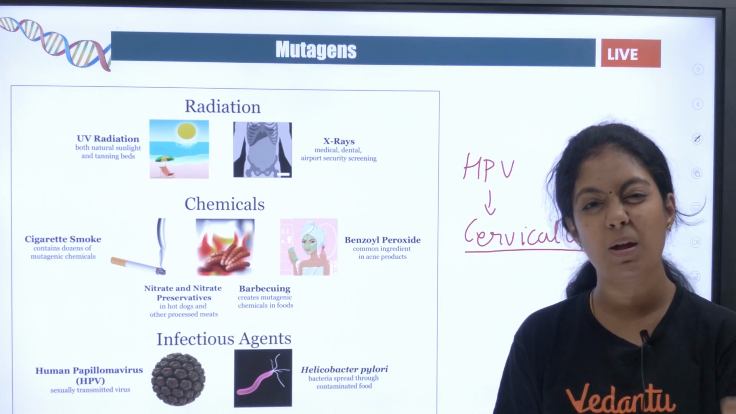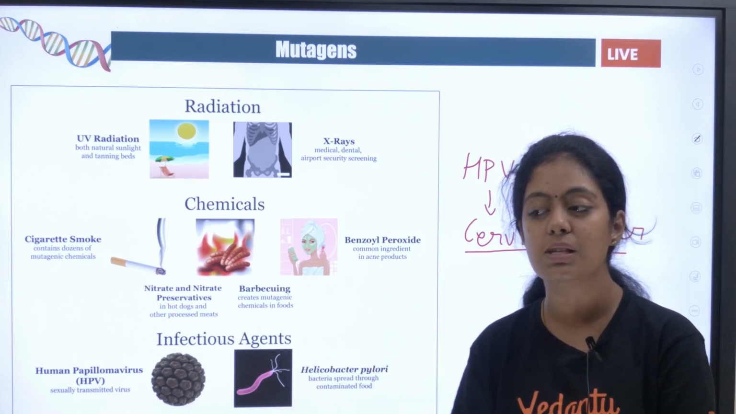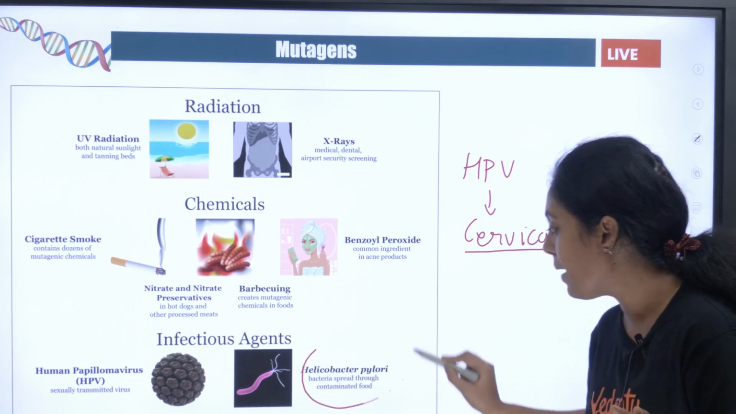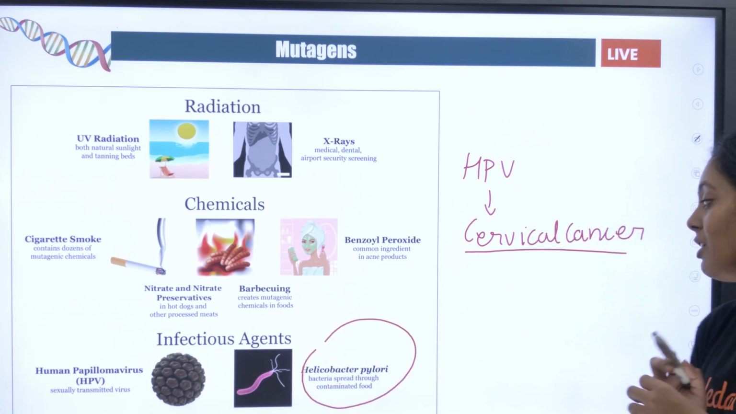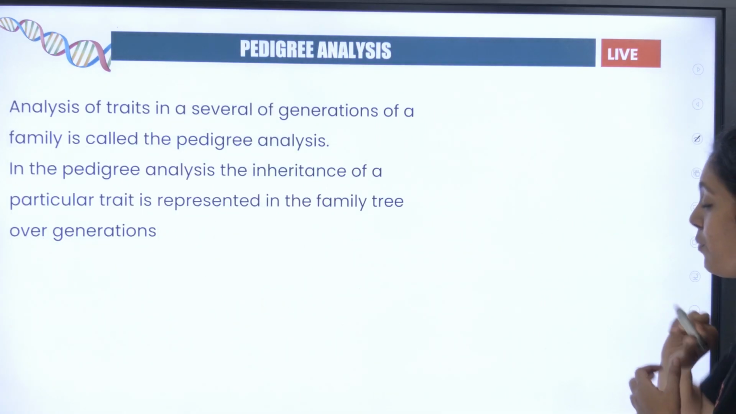So all those women above the age of 30 or 35 can take this vaccine and prevent themselves from cervical cancer. And I also have Helicobacter pylori, which actually spreads through contaminated food. It can also cause mutations. So these are the different kinds of mutagens.